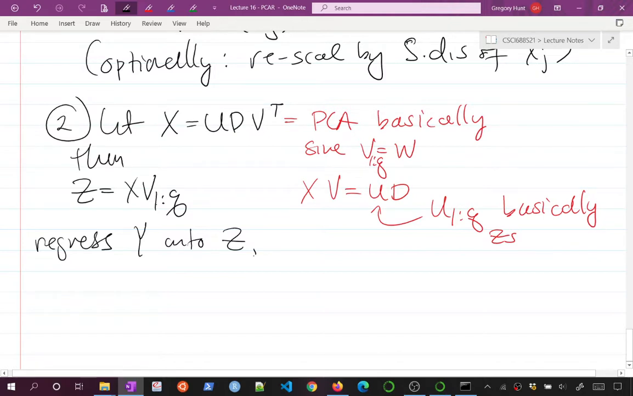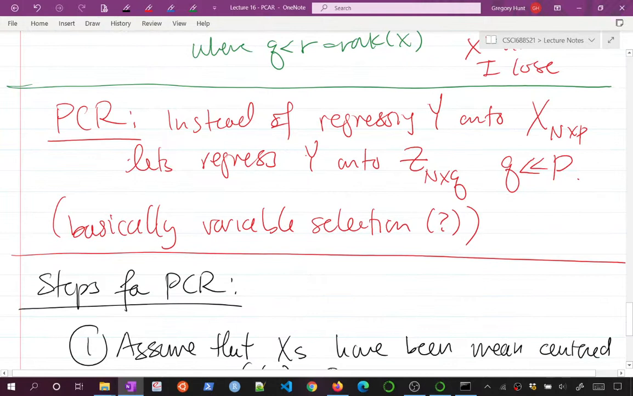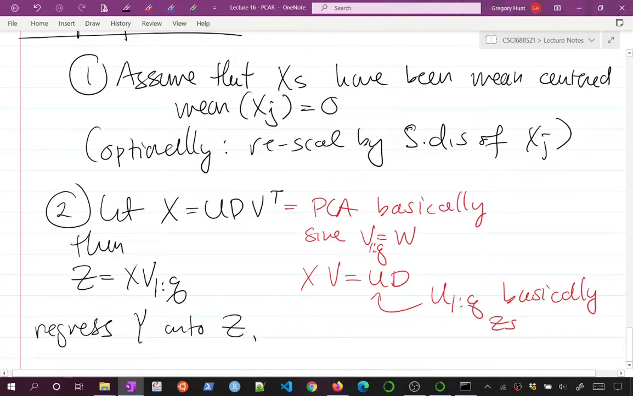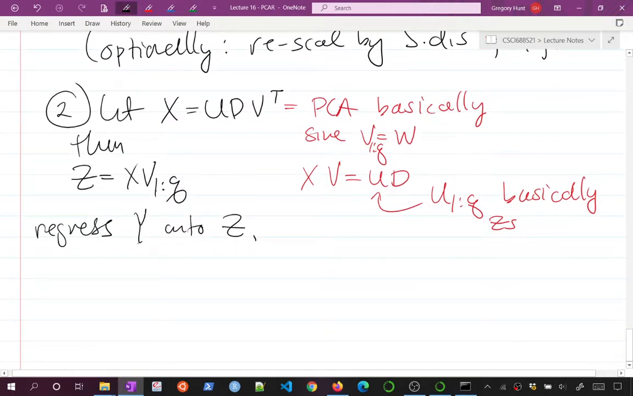That's basically it. As I said, basically PCR: instead of regressing Y onto X, we regress Y onto Z. It's a little bit more complicated than that. We typically want an intercept, right? When we wrote our design matrix previously, we had this column of ones, and the Z doesn't have this column of ones. So often, you would include a column of ones in the Z.